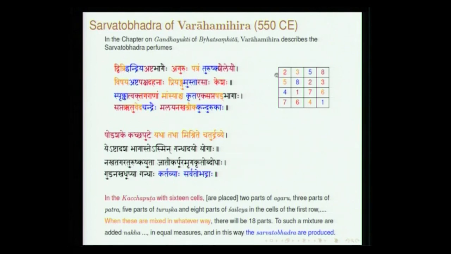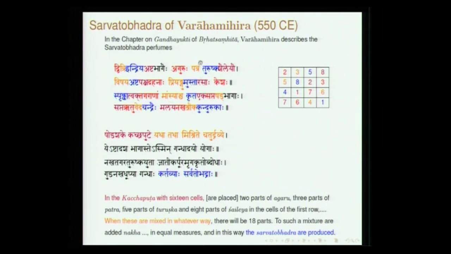Dvitrindriya Ashtabhagaihi. So dvi, tri, indriya is sense organ, which is 5 in number, ashta is 8, bhagaihi. The other quarter of the verse refers to the names of certain elements which will be used for producing, say, fragrances: agaru, patram, turushka, shaila. They are supposed to be taken in these proportions. Then Vishayashta Paksha Dahana, where Dahana is fire, which is 3 because of Treta Agni, and the elements Priyangu, Musta, Rasa, Keshaha. In one quarter of the verse he gives the number, in another he lists the elements.